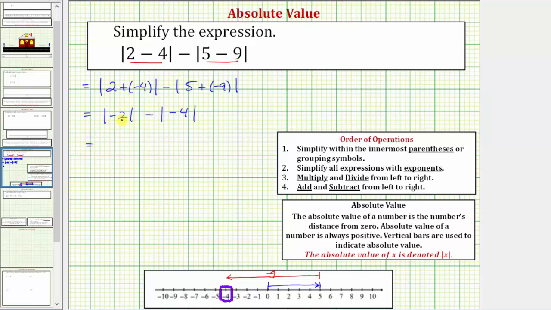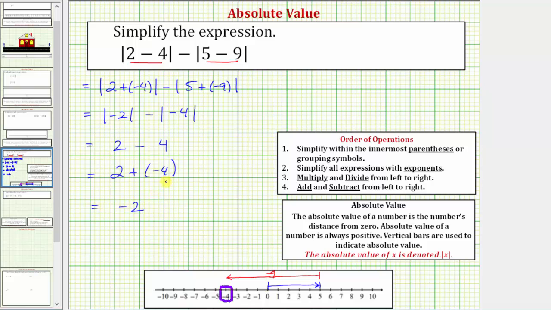Now we simplify the absolute values. Well, the absolute value of negative 2 equals positive 2, because negative 2 is 2 units from 0, and we have minus the absolute value of negative 4 is equal to positive 4, because negative 4 is 4 units from 0. And our last step is to find this difference, which again, if we prefer, we can write 2 minus 4 as 2 plus negative 4, which we know from before is equal to negative 2.